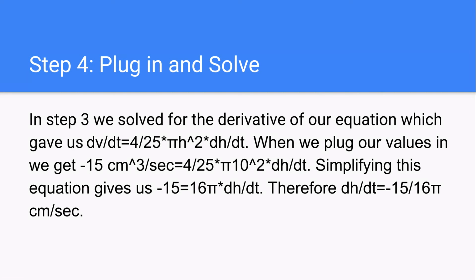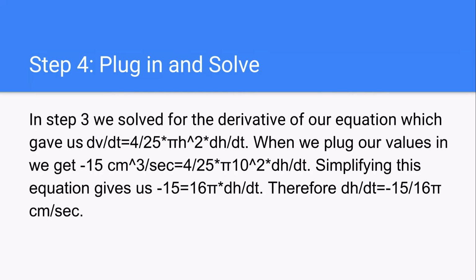Now, step 4, plug in and solve. In step 3, we solved for the derivative of our equation, which gave us dV over dt equals 4 divided by 25 times pi times h squared times dh over dt. When we plug in our values, we get negative 15 centimeters cubed per second equals 4 divided by 25 times pi times 10 squared times dh over dt. Simplifying this equation gives us negative 15 equals 16 pi times dh over dt.